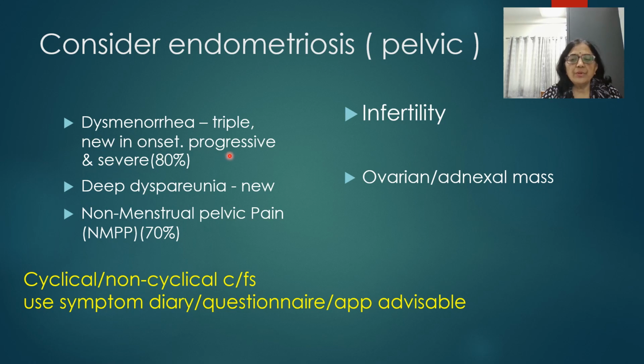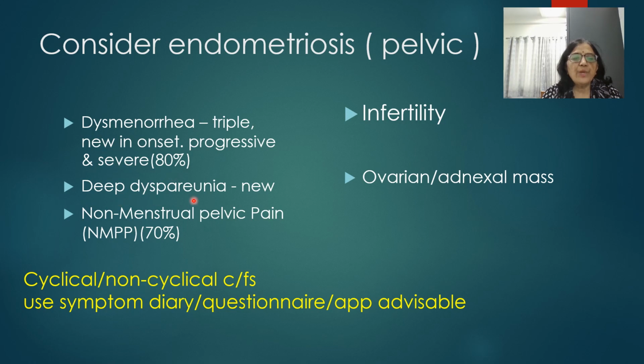It is becoming bad with the passage of time. And if it is a severe dysmenorrhea, all these features are suggestive of endometriosis, and it is the presenting feature in 80%. In some patients, the disease remains asymptomatic. But if you are asked which is the commonest symptom, your answer will be dysmenorrhea, which is new in onset, progressive, and might be severe also.